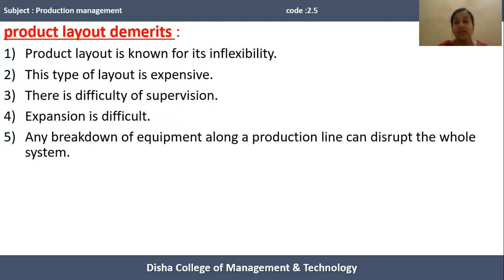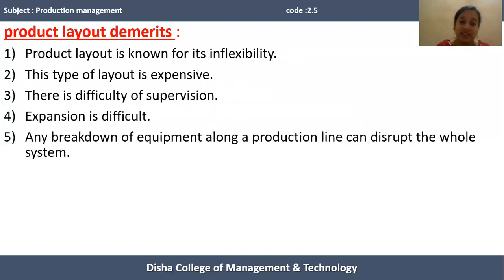There is a difficulty of supervision also. How? The product moves automatically from one department, one section, one machine to another machine. So a particular plant manager or supervisor sometimes doesn't have much knowledge about the different machines. So there is a difficulty of supervision also.